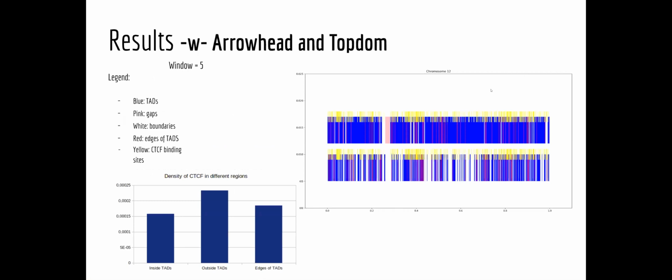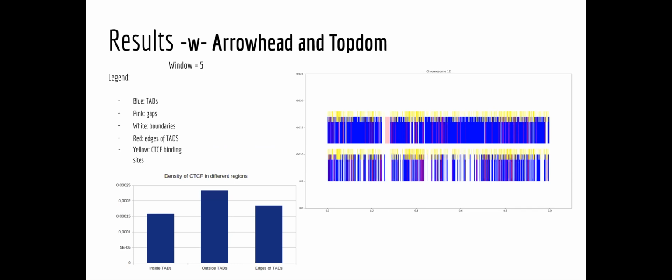So, as it was said before, we used the TopDOM with a window of 5. We wanted to compare our results with Arrowhead ones, and here is a result on chromosome 12.